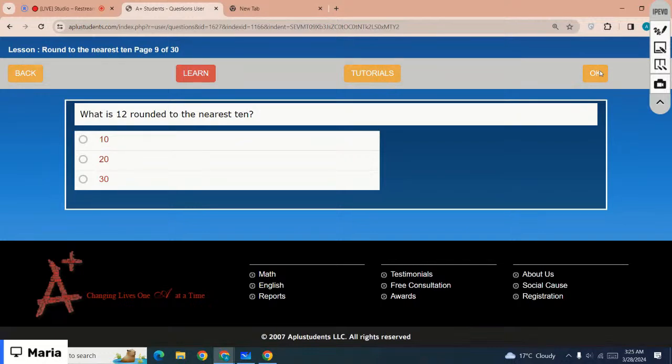Which is the correct option? 12 is rounded off to 10. The correct option is 10.